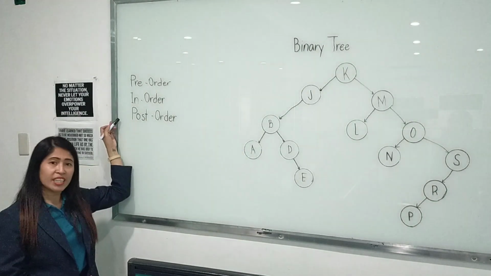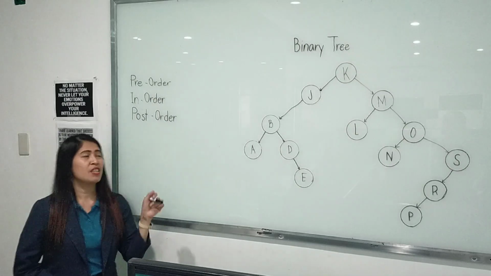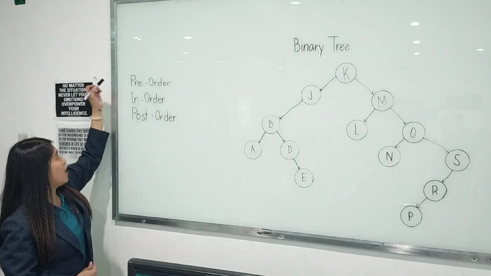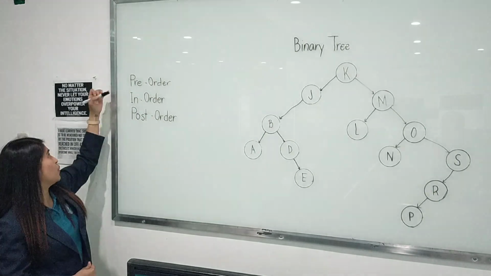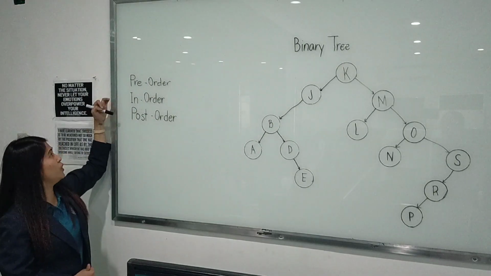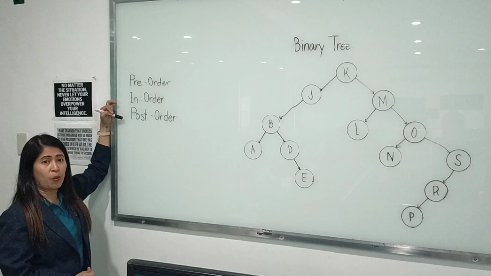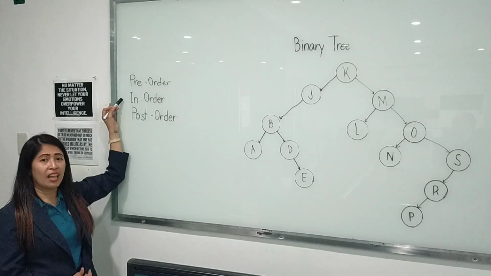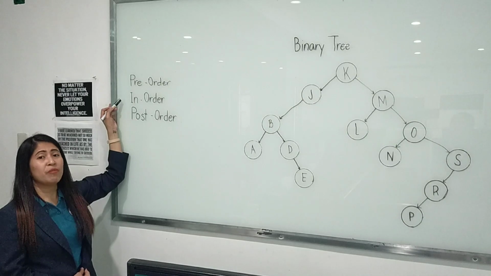So in doing this, we need to notice the first part of the word. We need to notice how it says pre, we need to notice how it says in, and we need to notice how it says post. The prefix to the name of the traversal tells us when we visit the node.